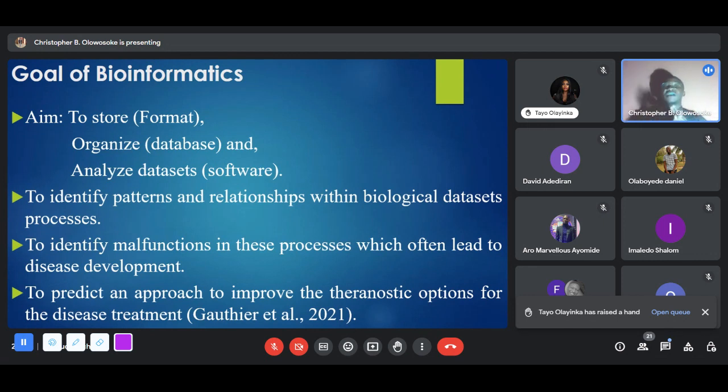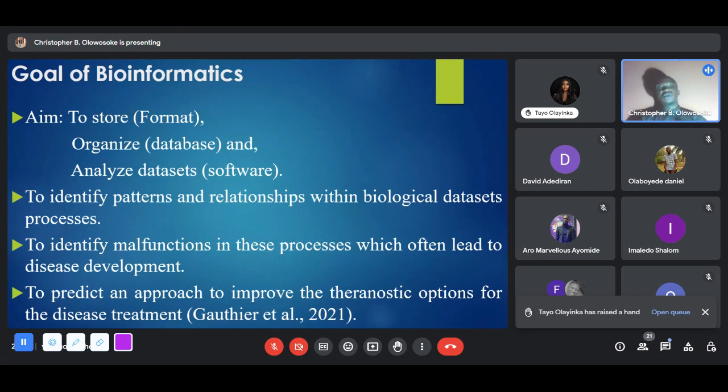If you want to explore NCBI, for instance, because NCBI is a very large repository, you have diverse biological data there. You can easily navigate NCBI, pick the information you want to use, and then conduct analysis using software. We have different software. Some of it is integrated with the database, while some you need to download and use on your system. So these softwares are diverse. So that is the third aim of bioinformatics.